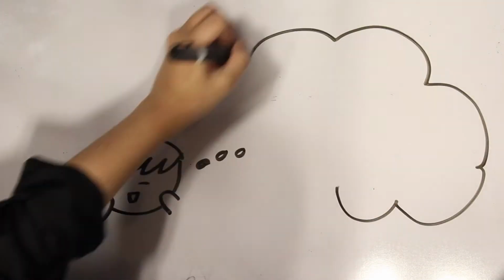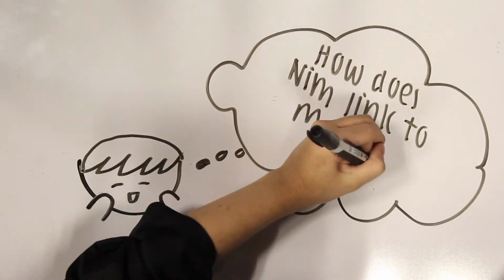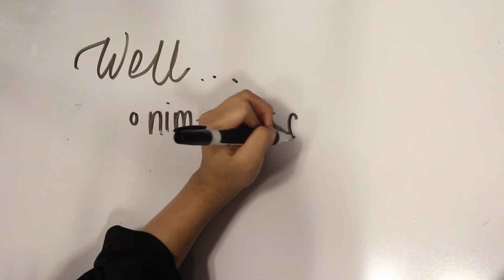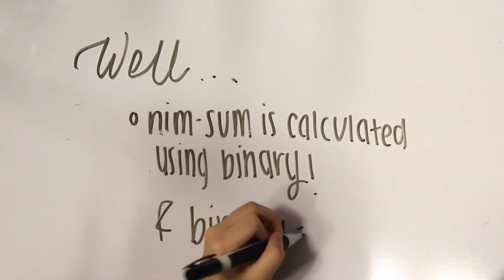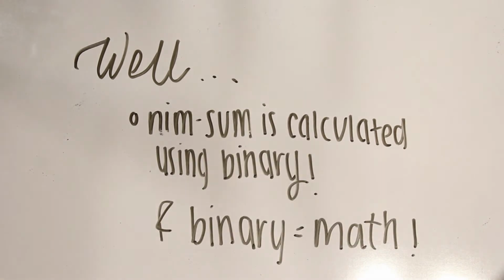You may be wondering, how does NIM relate to math? Well, NIM actually uses a lot of math to calculate the NIM sum and also to change numbers into binary, and thus binary is equal to math, because it uses base 2 instead of base 10 and converts between the two to calculate the NIM sum.